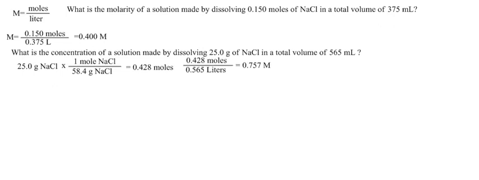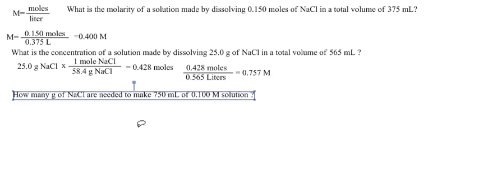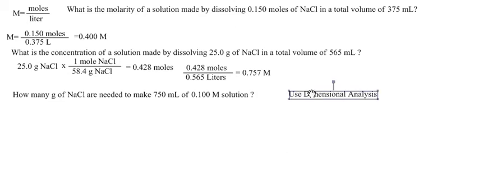Since we know the moles and we know the volume, we can use our definition of molarity, which is moles per liter, to give us 0.757 molar. Now, one last problem I want to look at is how many grams of NaCl are needed to make 750 milliliters of a 0.100 molar solution. In order to answer this question, we're actually going to use dimensional analysis.